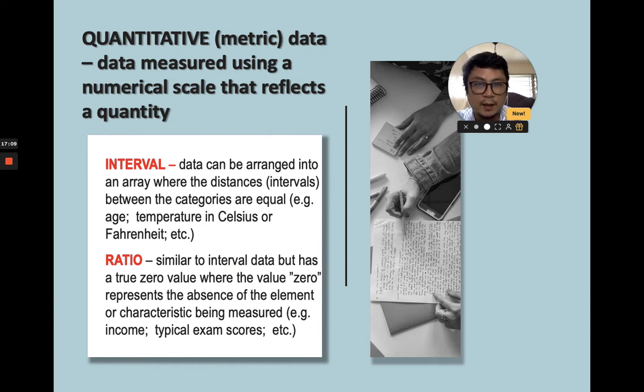Now we'll get into illustrating the difference between ordinal data and quantitative data, which is data measured using a numerical scale that reflects a quantity. You might interpret that phrase of reflecting a quantity as having intervals that are clearly equal. So interval data can be arranged into an array, meaning from lowest to highest or highest to lowest, where the distances this time, or the intervals between the categories, are equal.